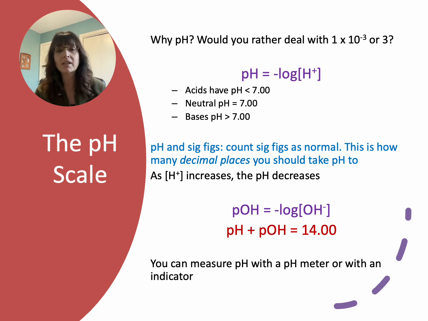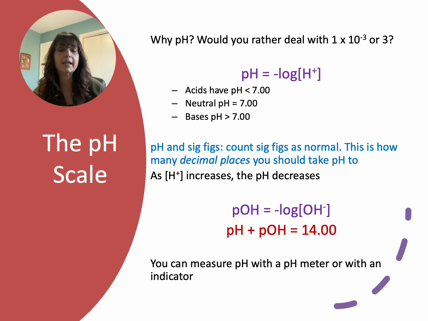Why do we have a pH scale? Well, would you rather deal with numbers like 1 times 10 to the negative 3 or 3? Okay, that one's not that bad. How about 1.56 times 10 to the negative 9th? Who wants to deal with that? So the pH is just a way of making the numbers make a little bit more sense. And that is the equation. We've used it in the past. pH and the pOH, they're exactly the same equation. It's just for one, you put in hydrogen ions, and the other one hydroxide.